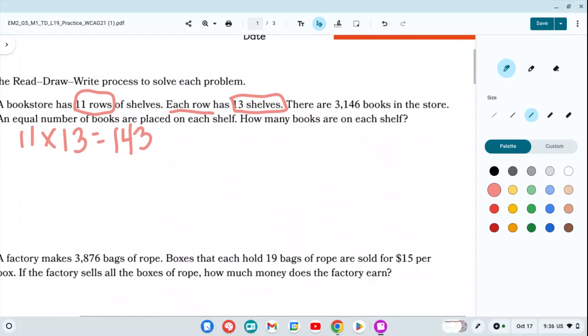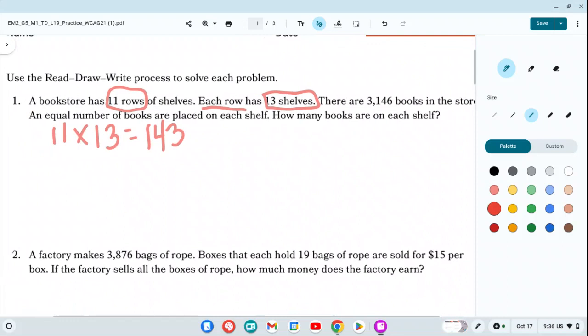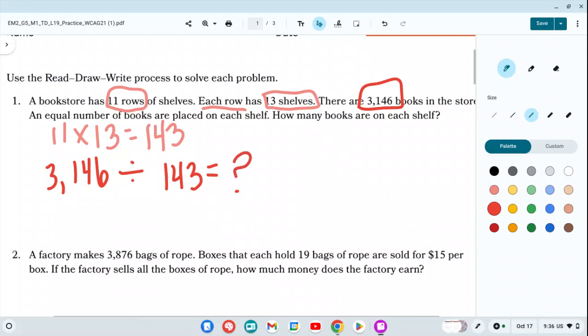Next, the next part of my question is that there are 3,146 books in the store. An equal number of books are placed on each shelf. How many books are on each shelf? So if my total is 3,146 books, they need to be put on all 143 shelves. Fifth graders, your job is to now divide to figure out how many books are on each shelf.